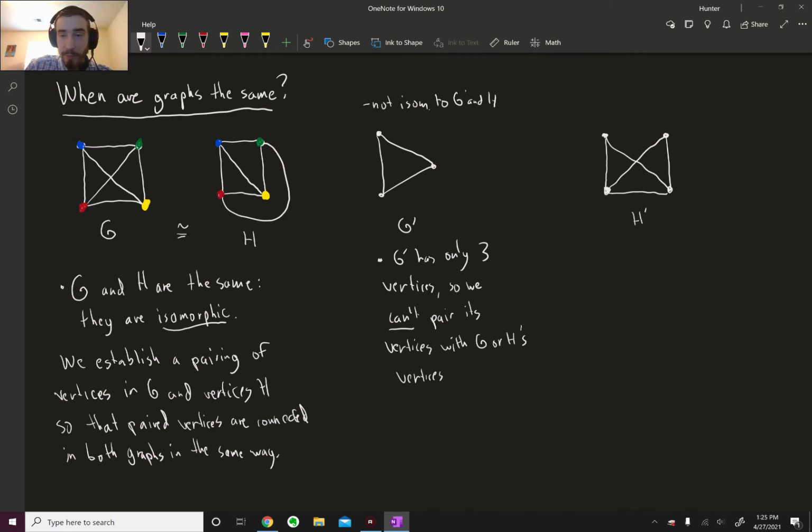And I could try to start pairing those up. For example, I could try, let's see, blue is supposed to be connected to everything else. So maybe I'll make this one down here blue. Green is also connected to everything else. So this one here can be green. Okay, but now I have a problem because no matter which of these two at the top I color red or yellow, we see there's a missing edge between red and yellow.